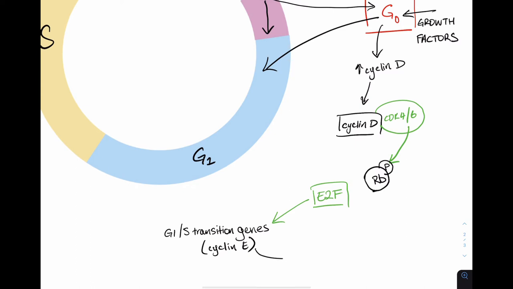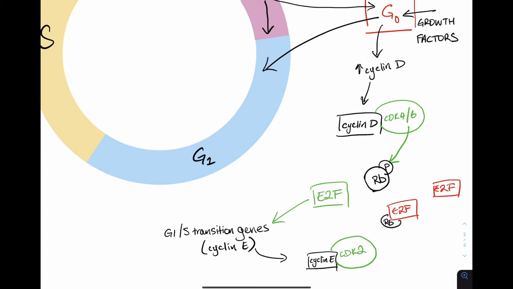Now that we have some active E2F being able to increase expression of G1S transition genes, one of them being cyclin E, cyclin E is now able to complex with an inactive CDK2, therefore creating an active cyclin E CDK2 complex. Remembering that active cyclin CDK complexes have kinase activity, which means they're able to phosphorylate, this active cyclin E CDK2 complex is able to further phosphorylate these inactive RB E2F complexes.